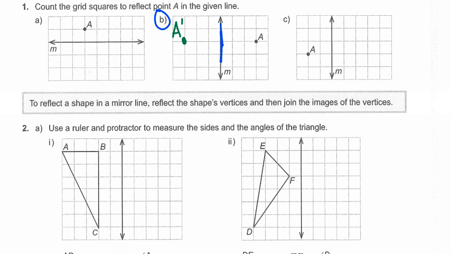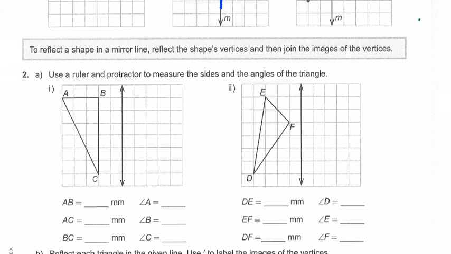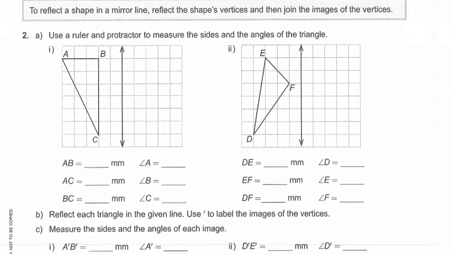Let's look at question 2. It gives you another little tip here. In question 2, it says to reflect a shape in a mirror line, reflect the shapes of vertices, then join the images of the vertices. So again, vertices are the points of a two-dimensional shape, and then we're going to join them. So I'll do 2 here. You guys can do 1. We'll do this one as notes if you like.